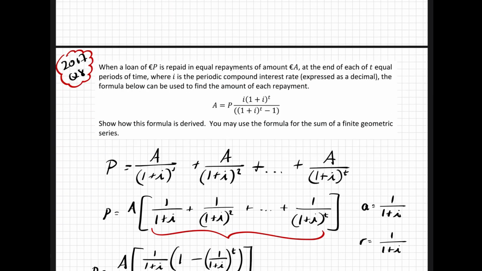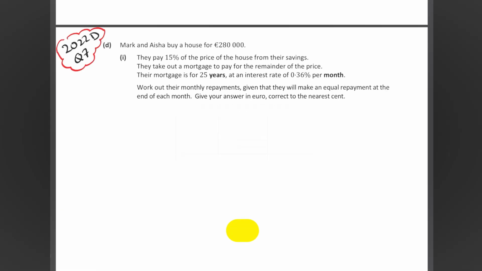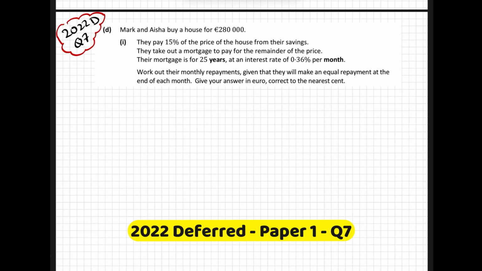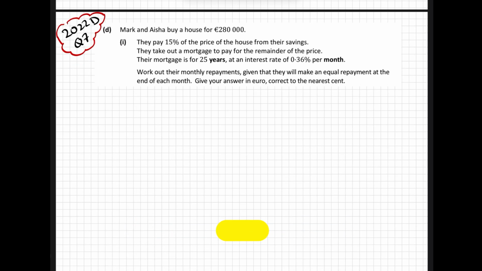So let's take a look at applying it. 2022, the deferred paper, question 7. Mark and Aisha buy a house for $280,000. They pay 15% of the price from their savings. They take out a mortgage for the remainder. The mortgage is 25 years at this interest rate per month. Work out their monthly repayments.